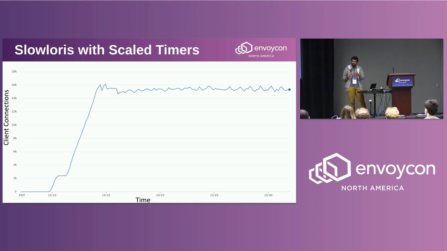So this is the graph of client connections. We can see there are occasional spikes and drops due to this churn going on.